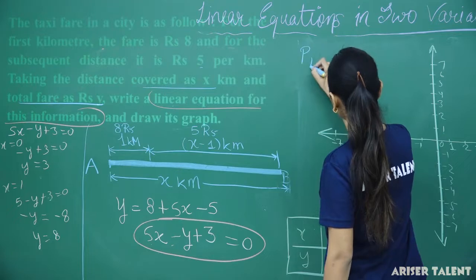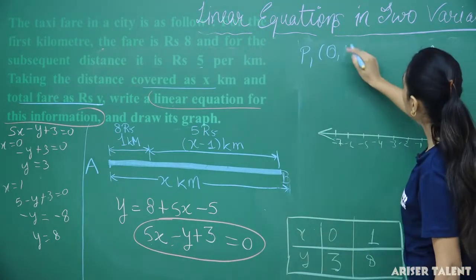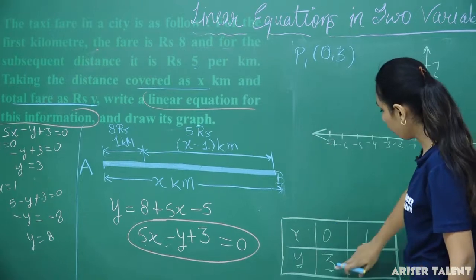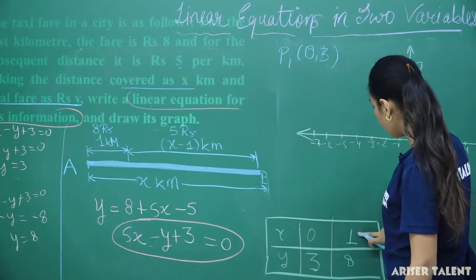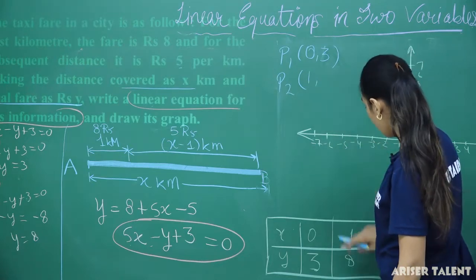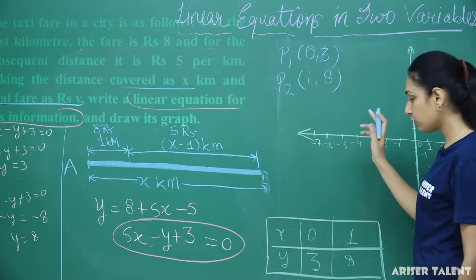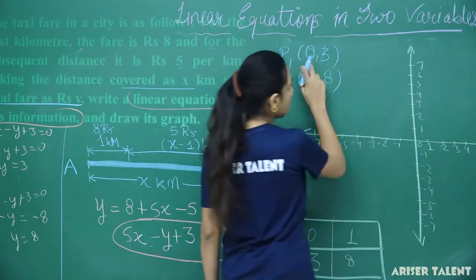So P1 is what? 0, 3 it is, sorry. For the abscissa 0, the y value is 3. For P2, the abscissa is 1 and the ordinate value is 8. Okay, so what I have to do? I have to just plot the points. So first is 0, 3.